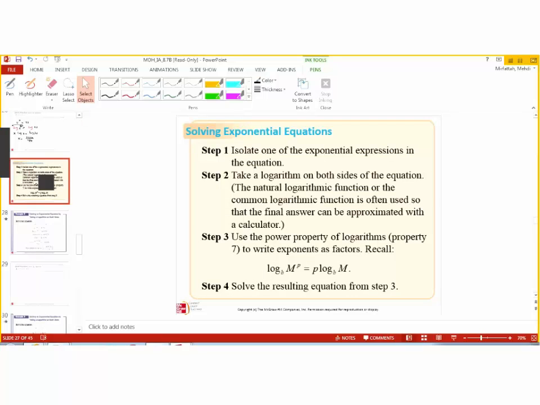So for solving exponential equations, there are some steps here that you can follow. Step number 1 is to isolate one of the exponential expressions in the equation. Step number 2 is to take a logarithm on both sides of the equation, or the natural log. We have to use a calculator, of course, and use the power property of logarithms to move the exponent right in front of the log, and then you solve for it.